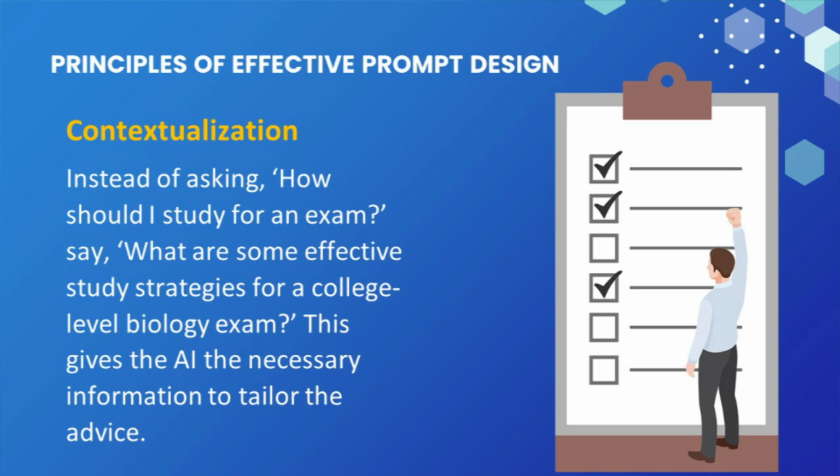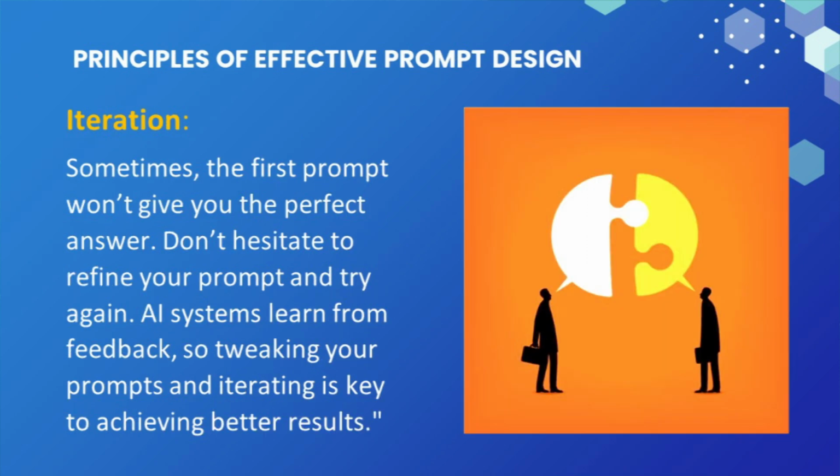Then iteration. Sometimes the first prompt would not give you the perfect answer. Don't hesitate to refine your prompt and try again. AI systems learn from feedback, so tweaking your prompts and iterating is key to achieving better results. Let's dive into some effective techniques from prompt engineering. These strategies can help you design prompts that get more accurate, relevant, and creative responses from AI.